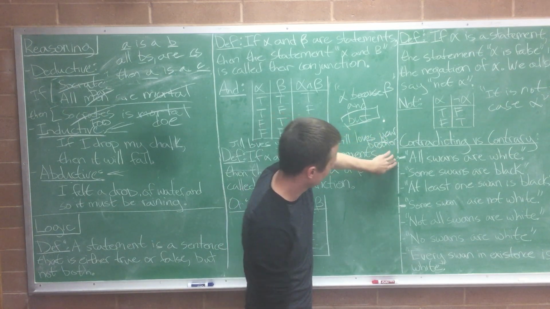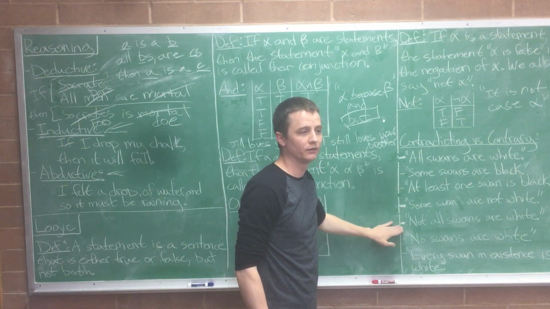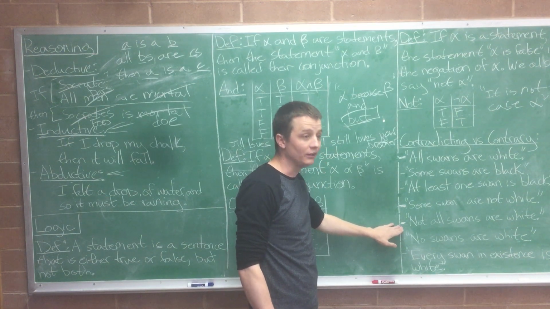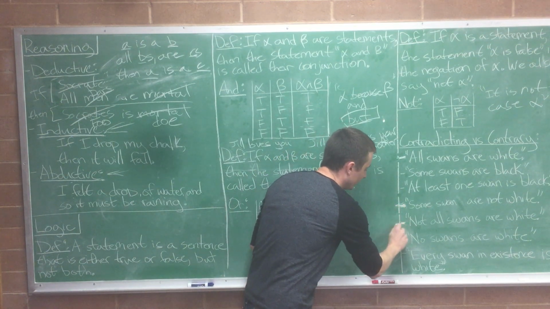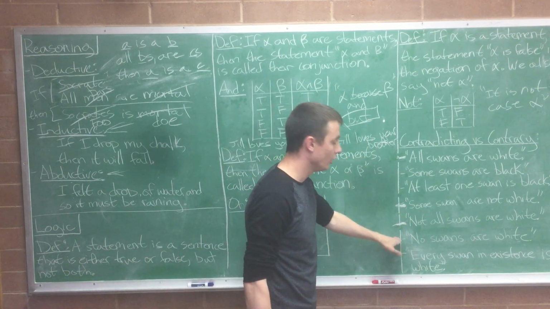Okay, continuing. Let's look at this one. All swans are white, not all swans are white. Contradicting for sure, right? So this was contradicting, this was contradicting. Let's look at another one. All swans are white, no swans are white.